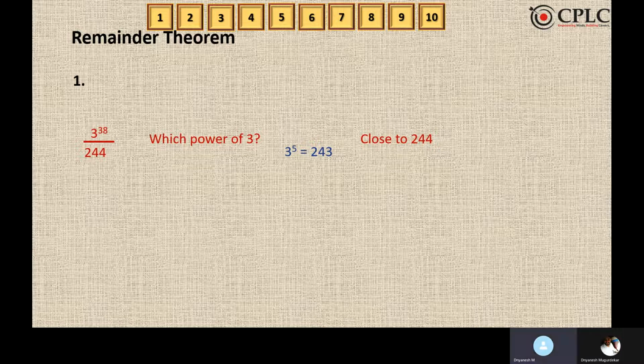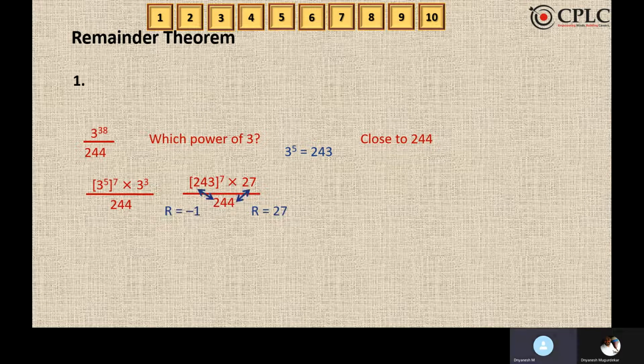So we need to break 38 as a multiple of 5, but it is not the case. The nearest multiple of 5 to 38 is 35. So let's do the adjustment. 3 raised to 38 can be broken as 3 raised to 5, the whole raised to 7, which is 3 raised to 35, and the remaining 3 raised to 3 besides that. 3 raised to 5 divided by 244, the remainder is minus 1. Replace the number by remainder, you get minus 1.